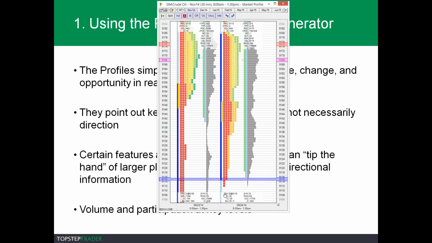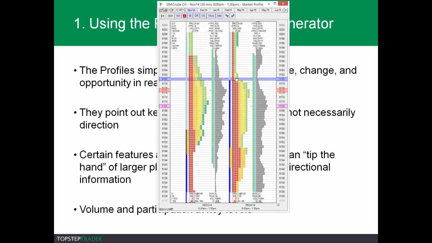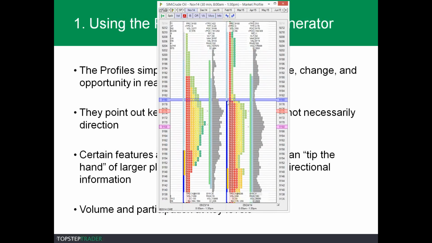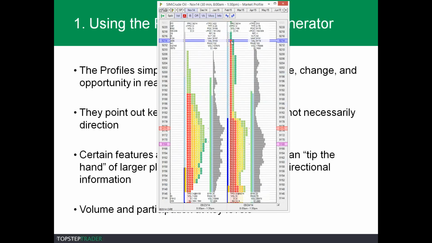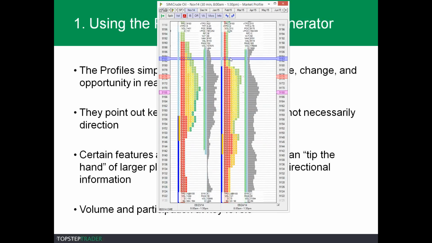Then the market rotated all the way back up, and then traded through the high of the initial balance in D period and put up a high up here. Okay, and then it returned to the initial balance and basically went back to the two-sided trade, to the balance that we were talking about earlier.